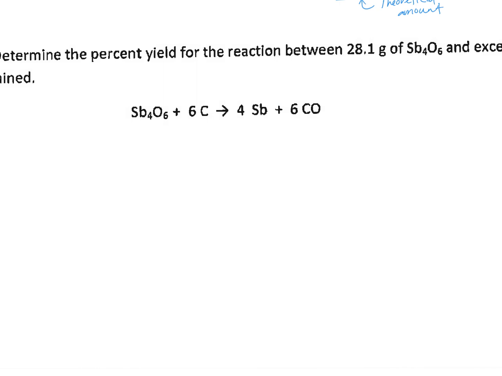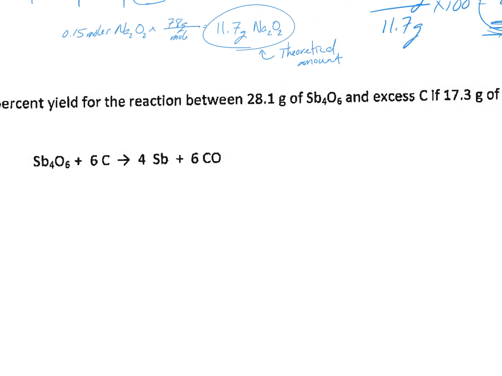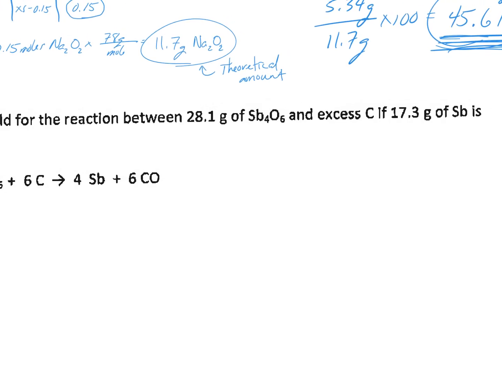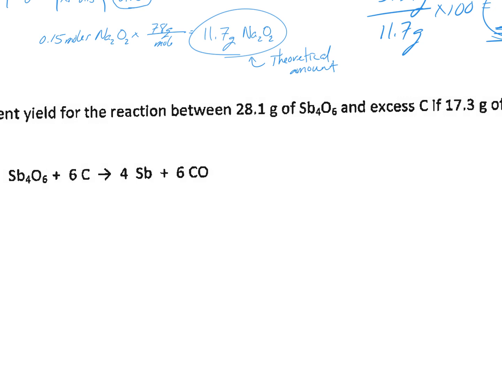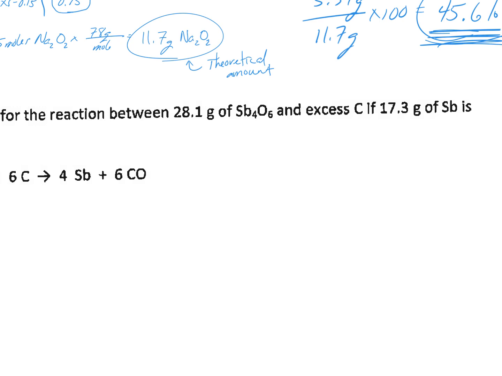Okay, so let's try this next one. So here we've got, like, what is it called? Tetraantimony hexoxide. Who cares? Okay, I'm gonna just start with calculating the number of moles of this compound that we're starting with. We're being given an excess of carbon, so we don't have to worry about that. Our reaction is going to be limited by the amount of this antimony oxide that we're given.